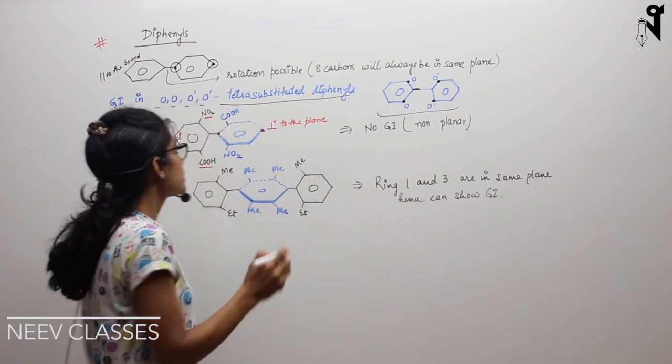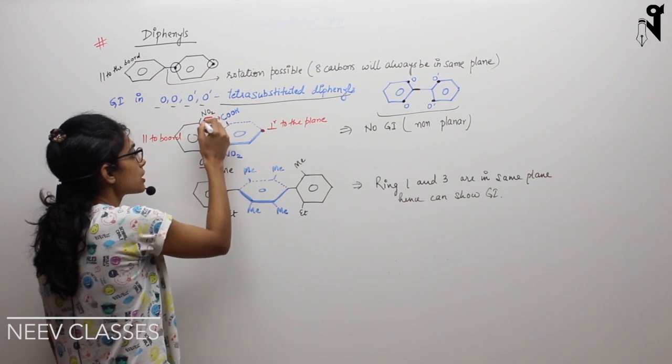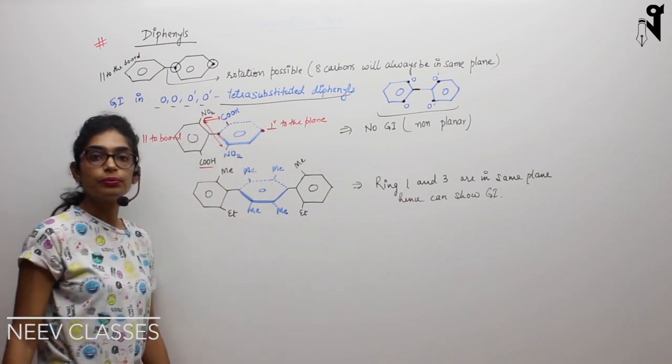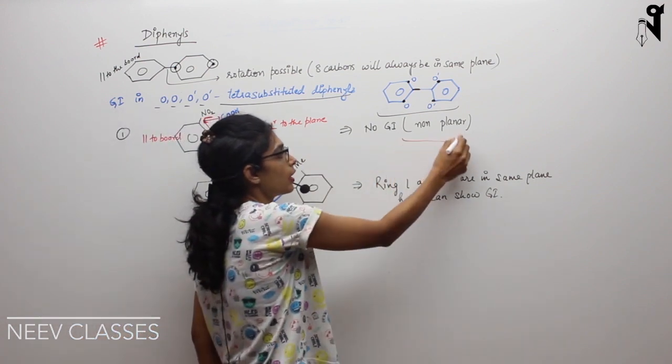Their distance is the same. NO2's distance with COOH is the same as NO2's distance with another NO2. So it's not going to change. So no GI will be shown because these are non-planar.